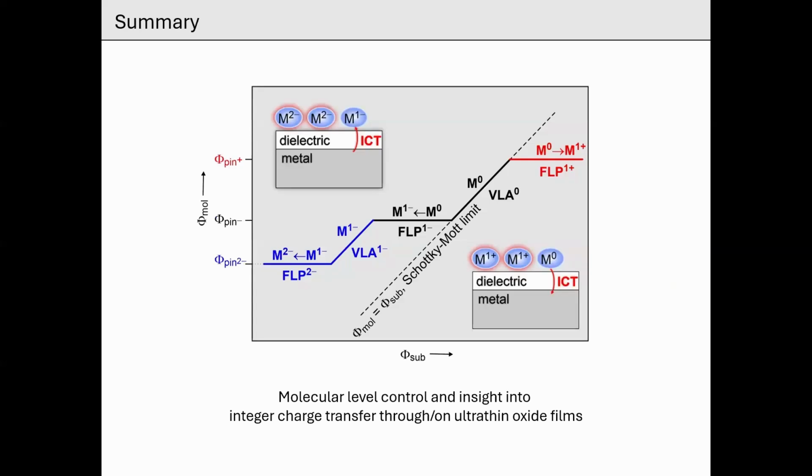So I think what we can summarize is that we have now molecular level control and also, of course, insights into these integer charge transfer processes on weakly interacting substrates, in our case, oxide substrates, but you can do this, of course, with any two-dimensional material like graphene or hBN or whatever.